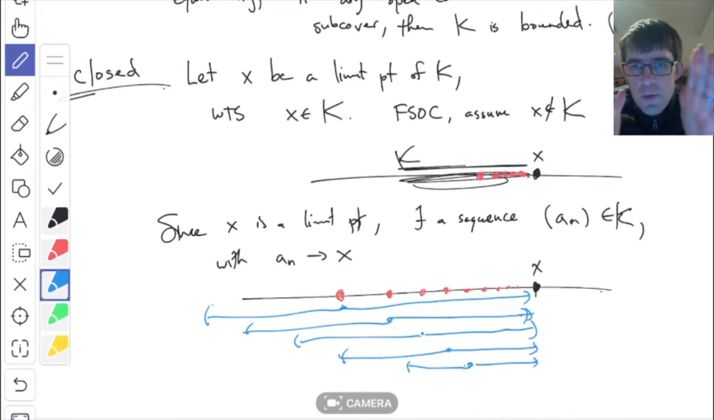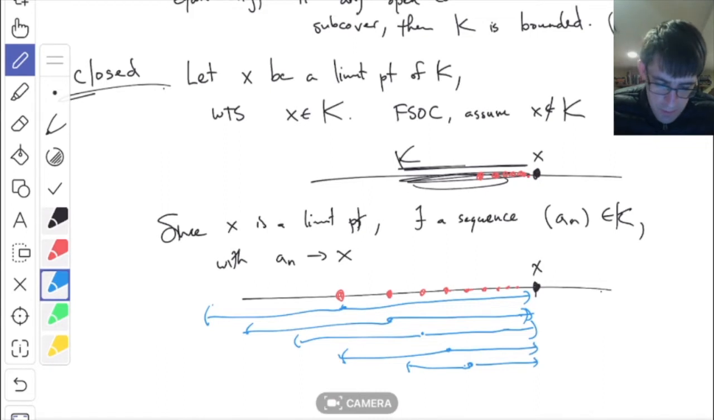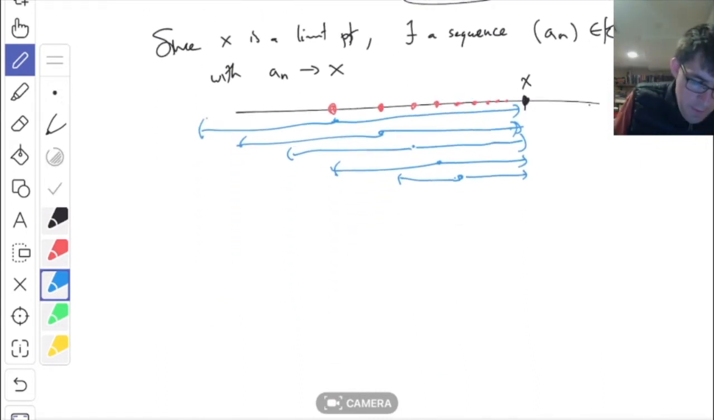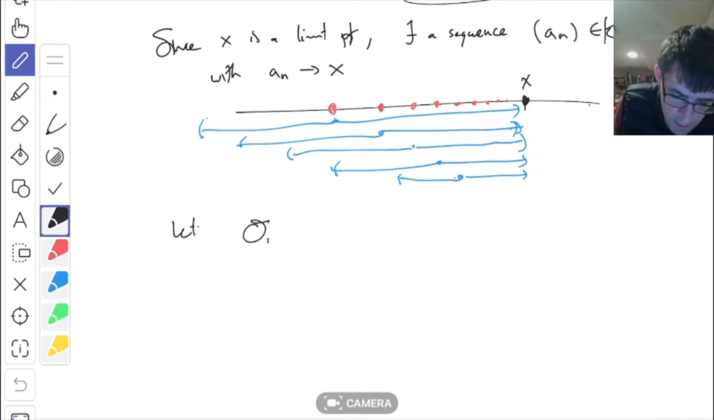The neighborhoods that you use, they shrink down the closer you get to X. These neighborhoods are always chosen to cover the red points, but they never actually cover X, right? Okay, so this is an open cover. So if I were to write this out in detail, I would say let ON be the, really what I'm doing here is I'm taking the neighborhood.